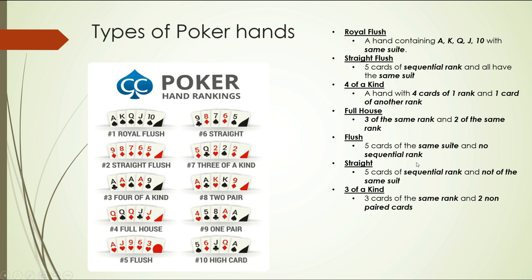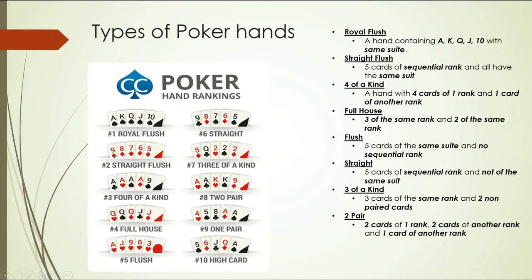After that, we have the 3 of a kind. 3 cards of the same rank and 2 non-paired cards. So as you can see here in this example, 3 cards of the same rank and 2 non-paired cards. So 3 cards of the same rank, 2, 2, 2, and then the non-paired cards would be 5 and the queen. Next is going to be the 2 pair. This is when you have 2 cards of one rank, 2 cards of another rank, and 1 card of another rank.